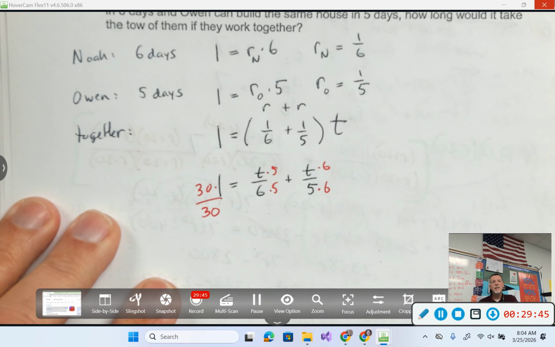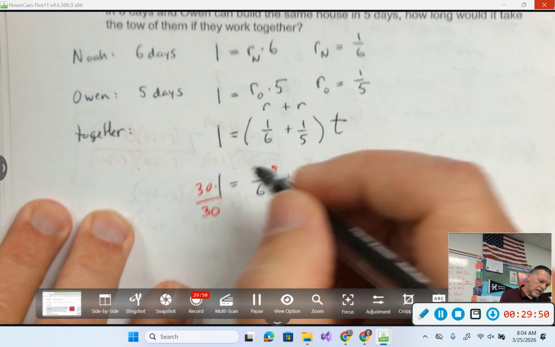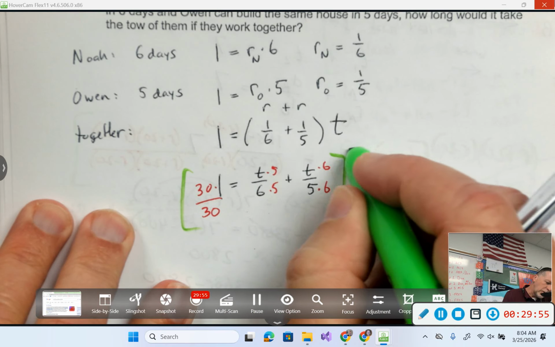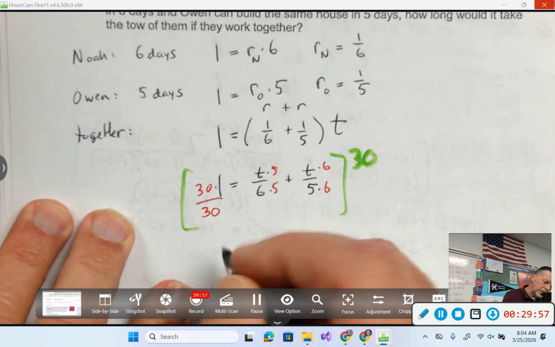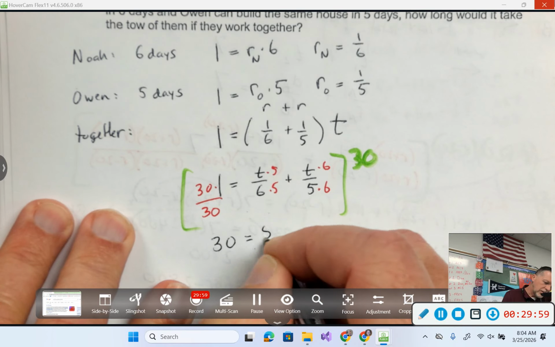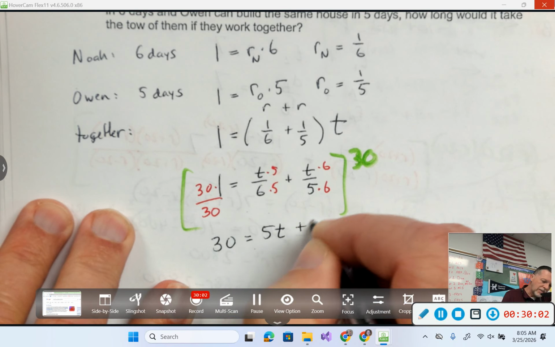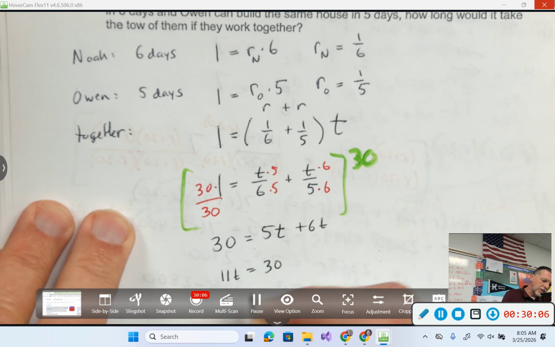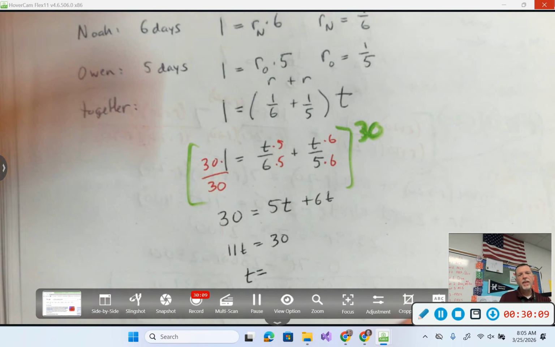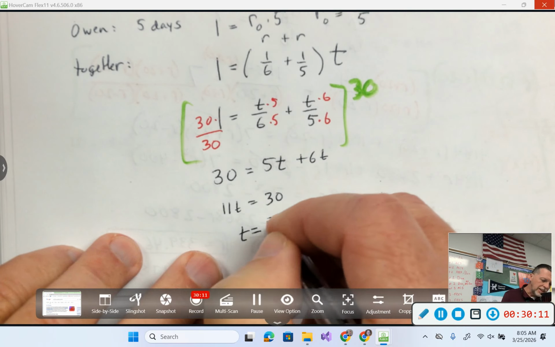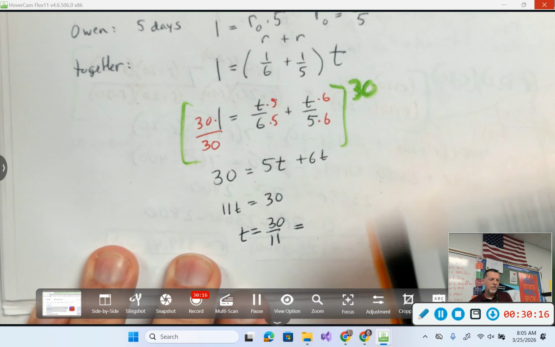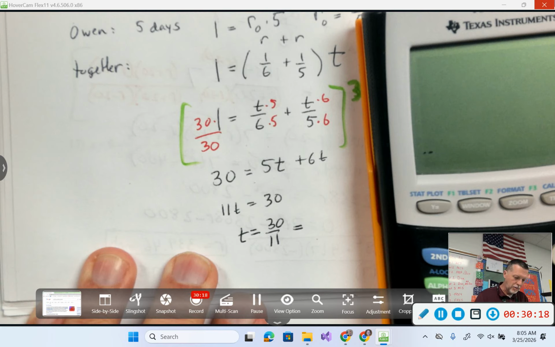Great. This is the old news part of the problem. Multiply everybody by 30. Everyone's favorite part of the problem, because that wipes out our denominators. So 30 equals 5t plus 6t. So 11t equals 30. 30 over 11, but this is a word problem. I want to know how long it's going to take them to do this. 30 over 11 is not really the answer I'm looking for.